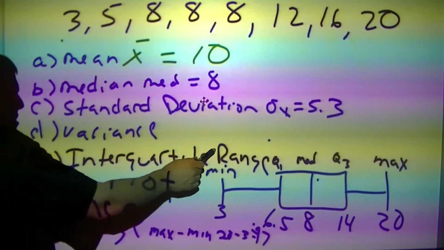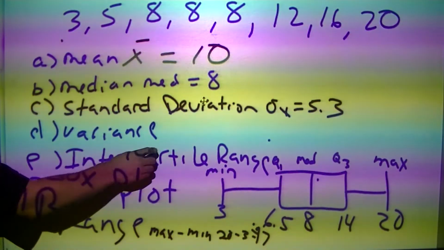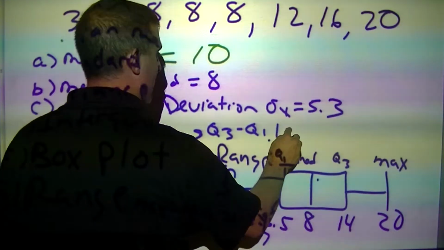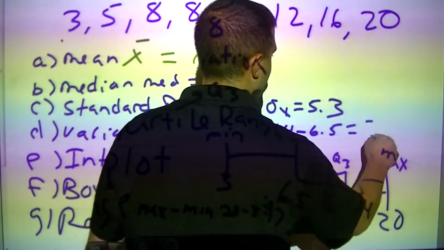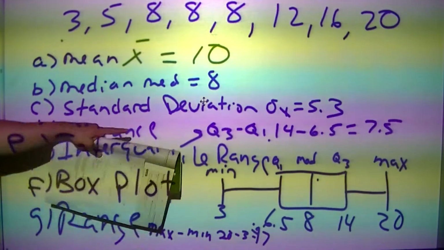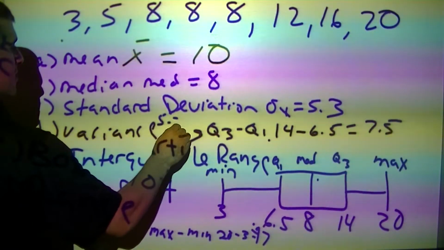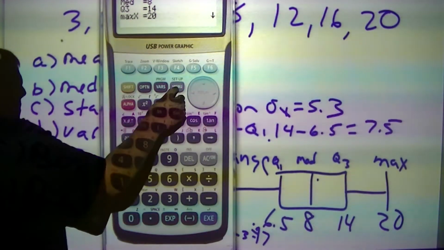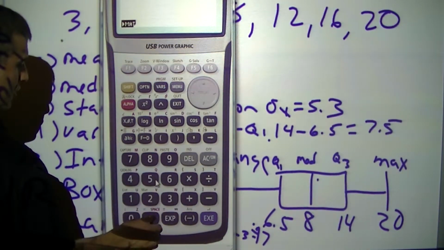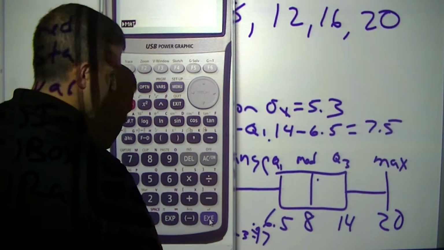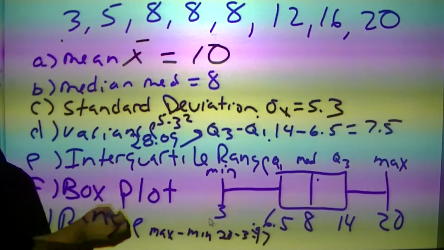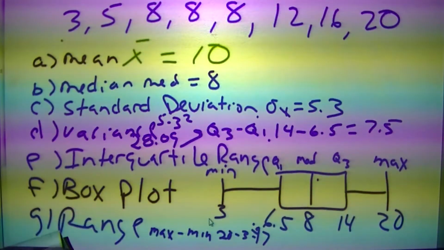Okay, to get the interquartile range is Q3 minus Q1. So that's 14 minus 6.5, which will be 7.5. Okay? To get the variance, it's 5.3 squared. Okay? Whatever that standard deviation is, it's going to be 5.3 squared. All right? I know I jumbled that up a lot, but I think a lot of us know how to do that. 28.09. Okay? That's going to be your variance.